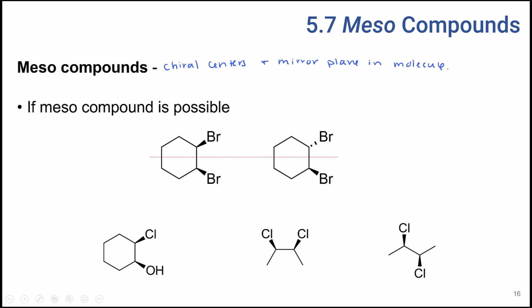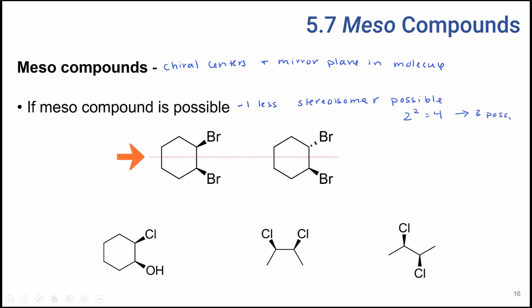If you have a meso compound possible, it's one less stereoisomer possible. So if you had 2 chiral centers, it would be 2 to the 2. You would normally have 4, so we said that it was up to 4. If you have a meso compound, then you only have 3 possible.